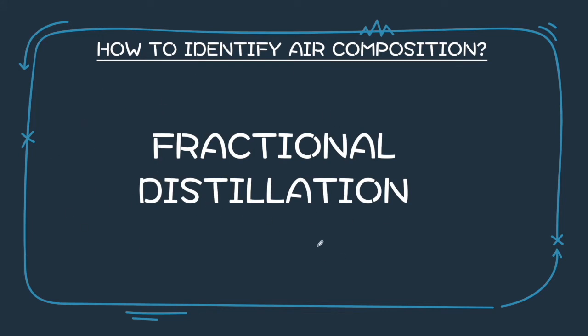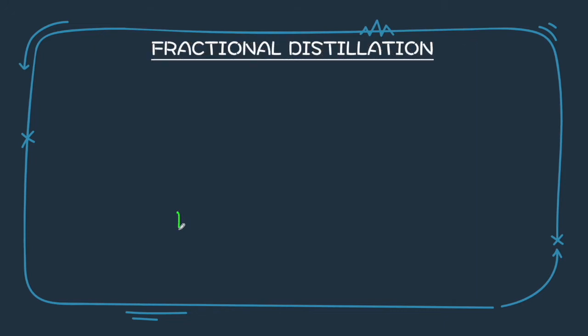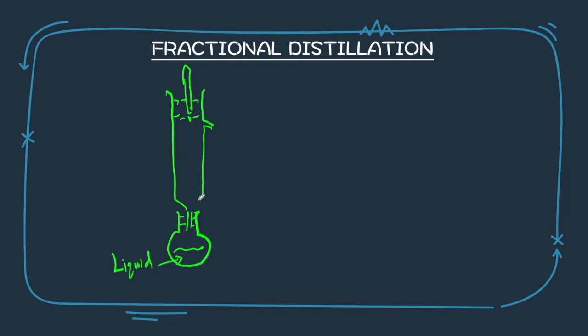Okay, so for fractional distillation, we will first start with a round bottom flask. Inside, we will put the mixture of any liquids that you want to use, and while we heat the round bottom flask, the liquid will turn into gases. And a tube with a thermometer at the top, because this thermometer can tell us at what temperature what is coming out from the liquid to become gas.